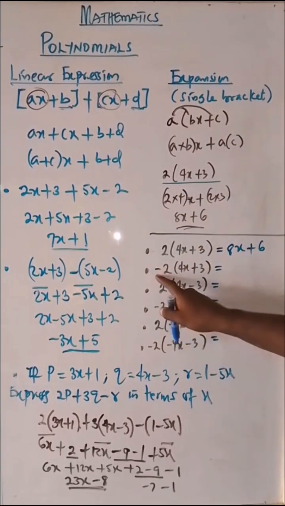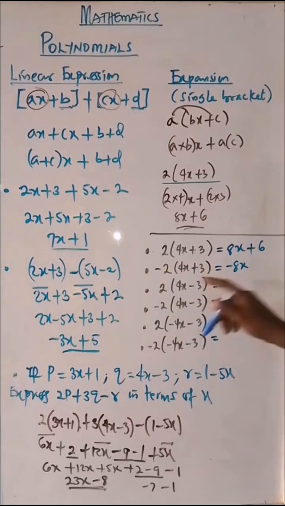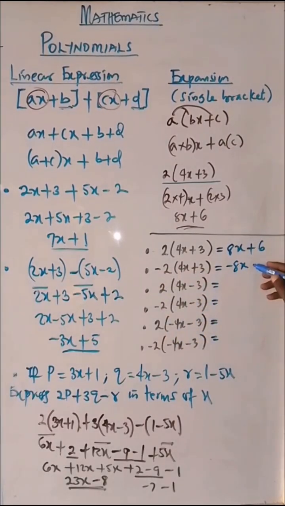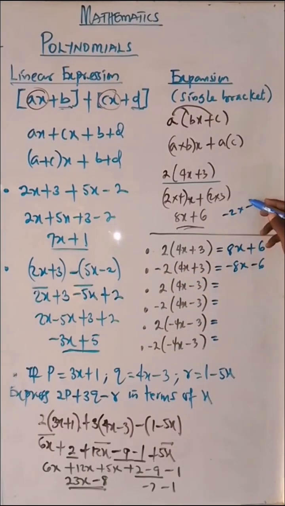Now I have a minus. Minus 2 times 4, that is minus 8x. Minus 2 times 3 is minus 6. Because minus 2 times plus 3, and I said earlier, minus plus gives minus. 2 times 3 is 6. If you multiply numbers of different sign, the answer is negative. Numbers of the same sign, the answer is positive.